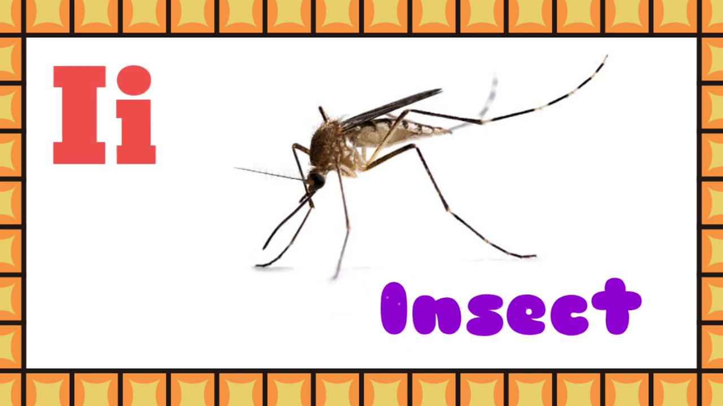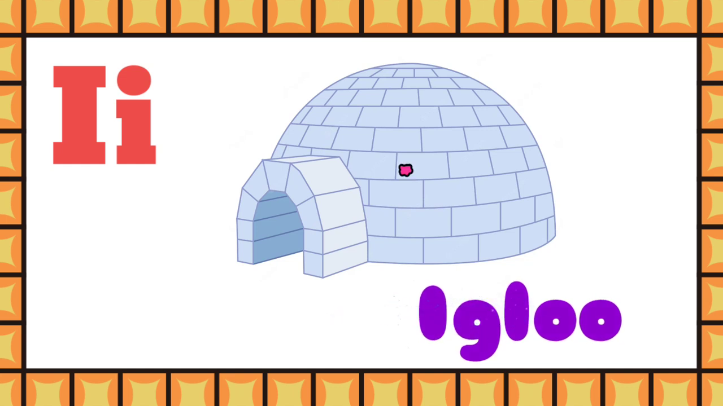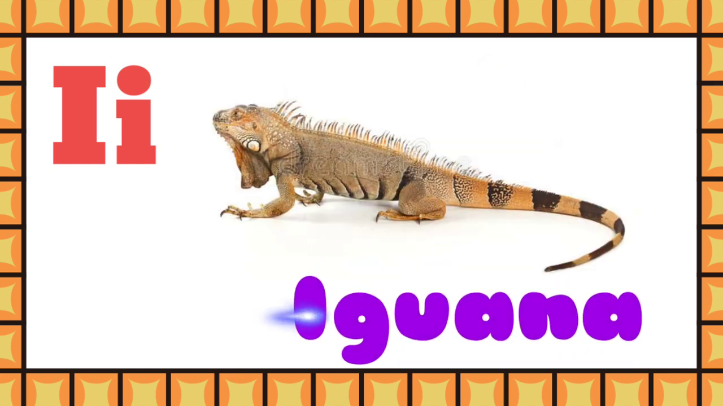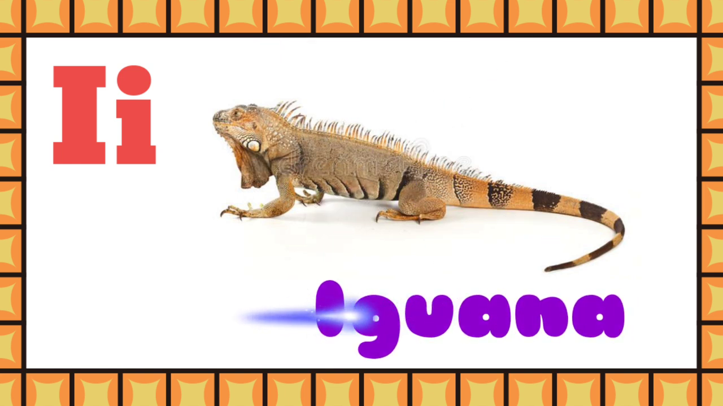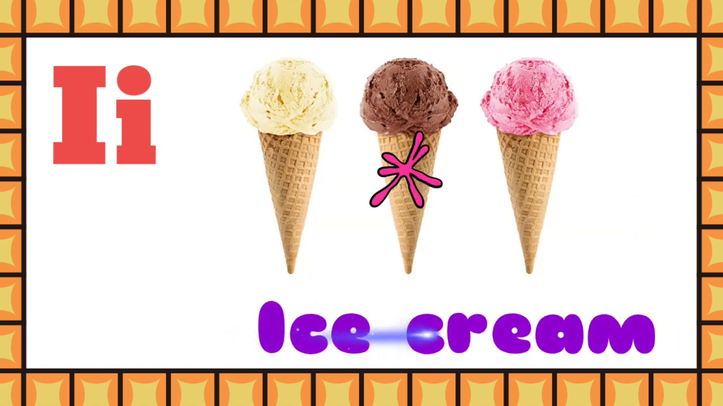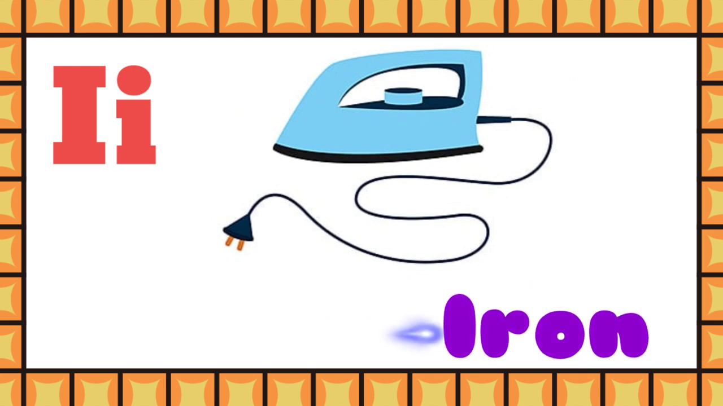Here comes your I. I for insect. Insect. Igloo. Igloo. Iguana. Iguana. Another I for ice cream. Ice cream. I for iron. Iron.